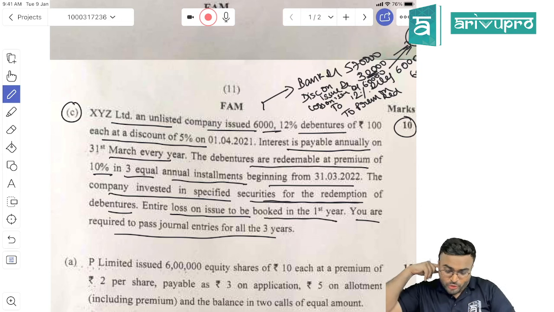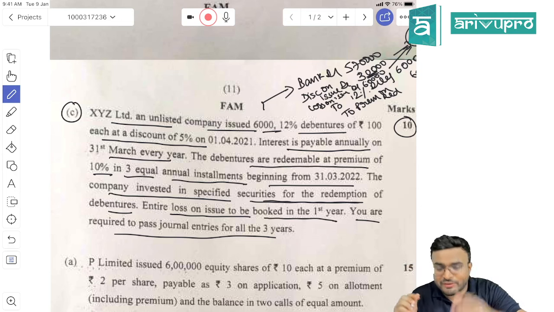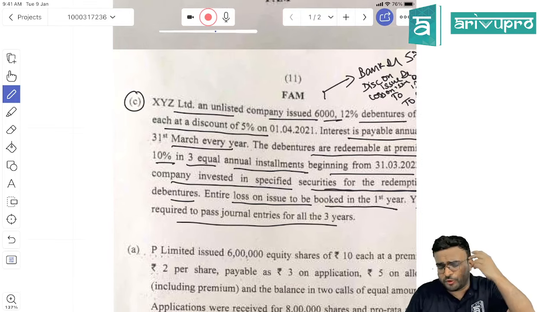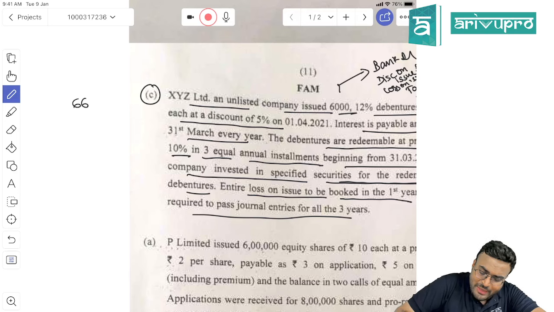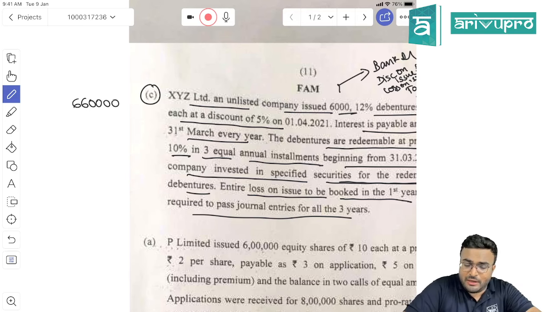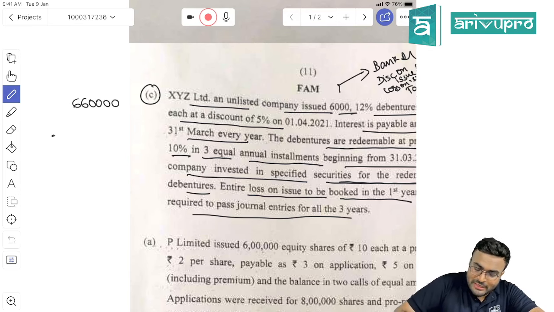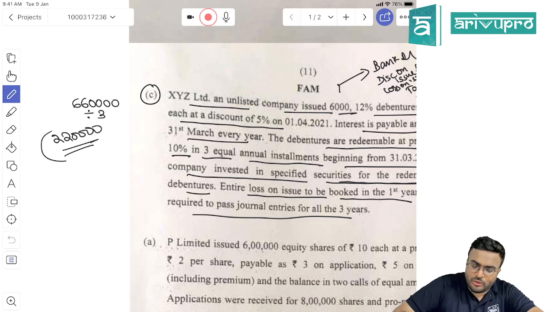Then what we are going to do, interest we have to calculate. Every year, whatever journal entries they said, you have to pass entries. So now debentures are issued at a premium. So 6 lakh, redeemable at a premium, 6,60,000. 660 divided by 3, so basically every year you are going to pay 2,20,000. 6,60,000 divided by 3, every year 2,20,000.